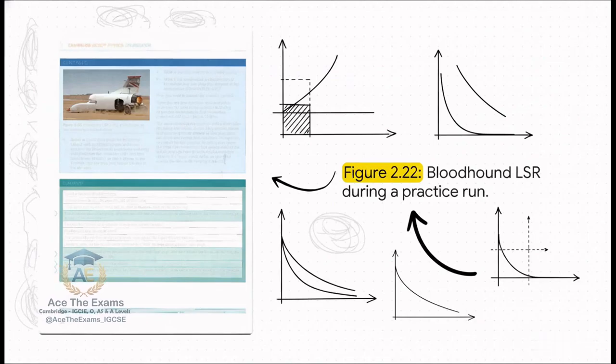The Bloodhound LSR Challenge, applying the framework. Now let's see how this builds when we apply it to a high-stakes Cambridge-style data practical. Imagine you're asked to sketch a speed-time graph for the Bloodhound LSR during a practice run. You must assume it accelerates uniformly until it reaches the measured mile, and then it uniformly decelerates so that it comes to rest exactly 12 miles later.